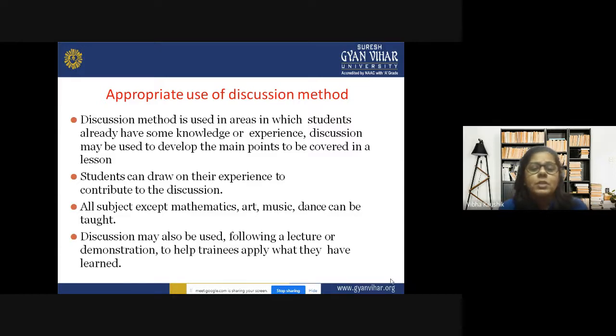All subjects except mathematics, art, music, dance can be taught. Means all the subjects can be taught through the discussion method except mathematics, art, music, dance. Discussion may also be used, means it can be used, following a lecture or demonstration to help trainees apply what they have learned.